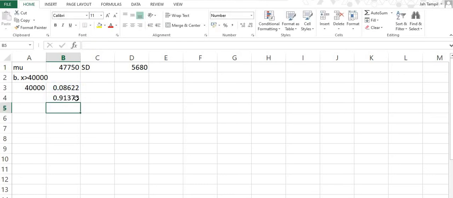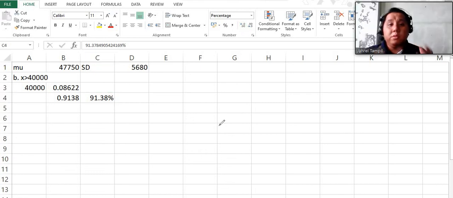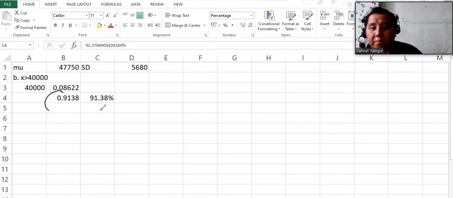And again, let me just copy this here. Copy only the value. I only want 4 decimal places, so I will decrease the decimal. I will make this a percentage and have 2 decimal places. And there we go. So now we have our probabilities.